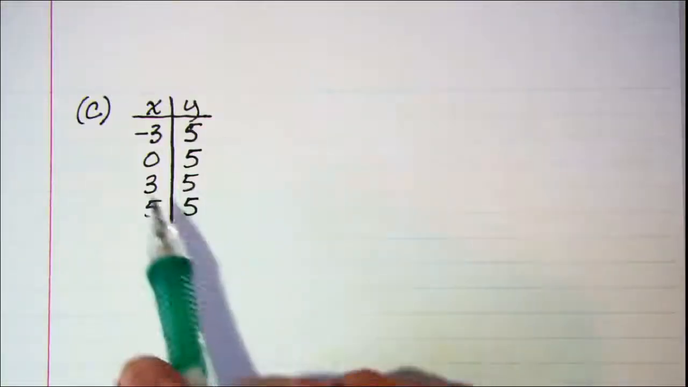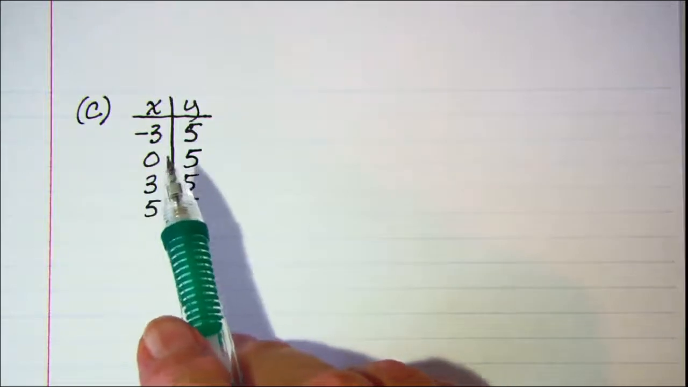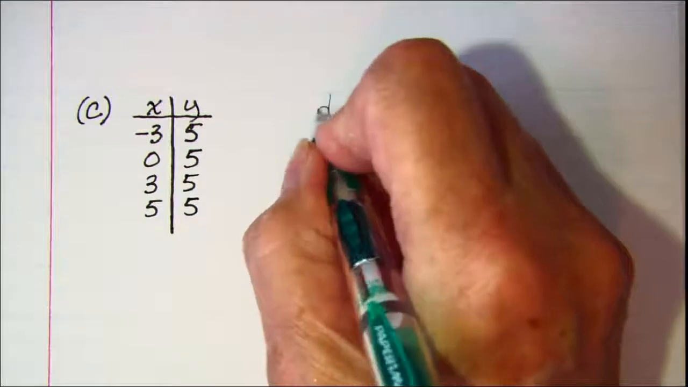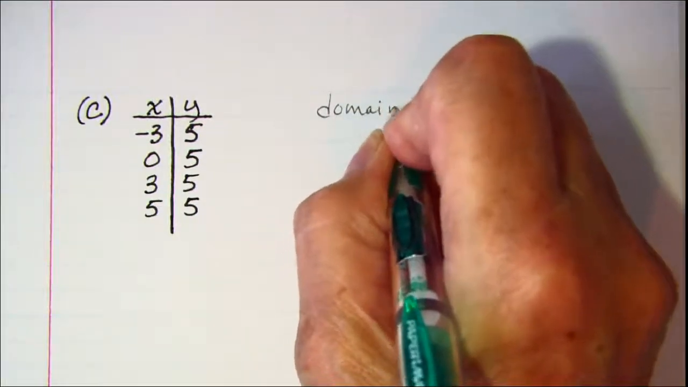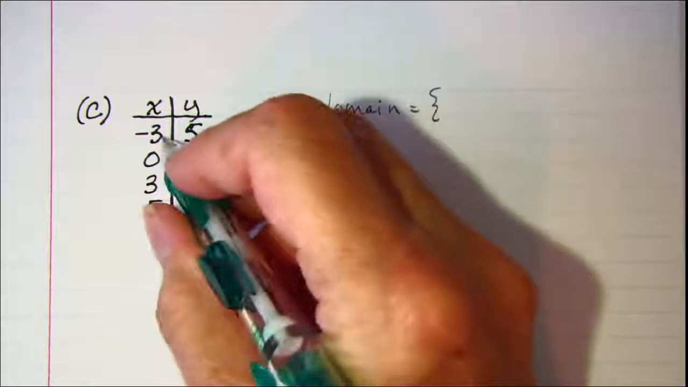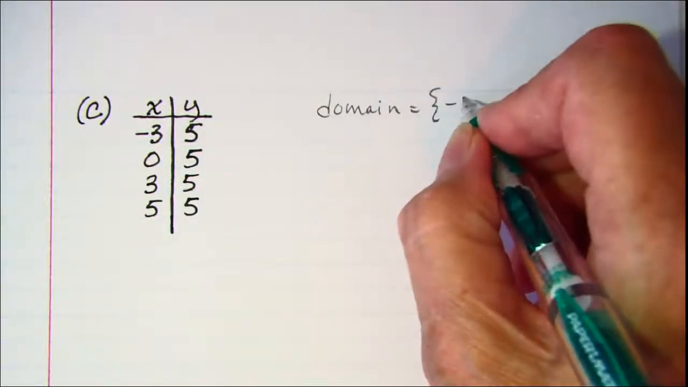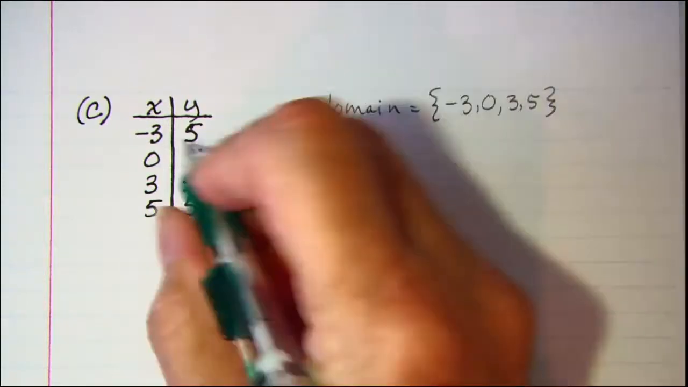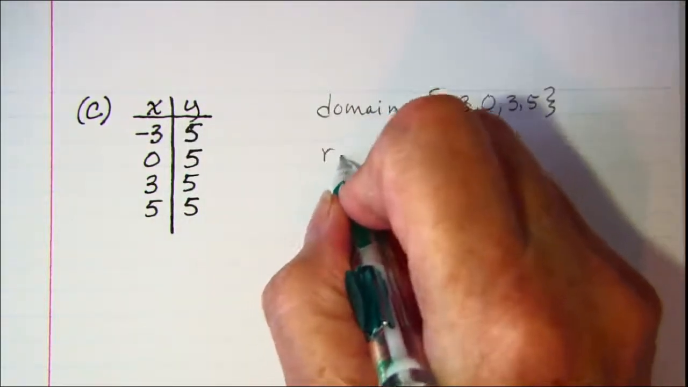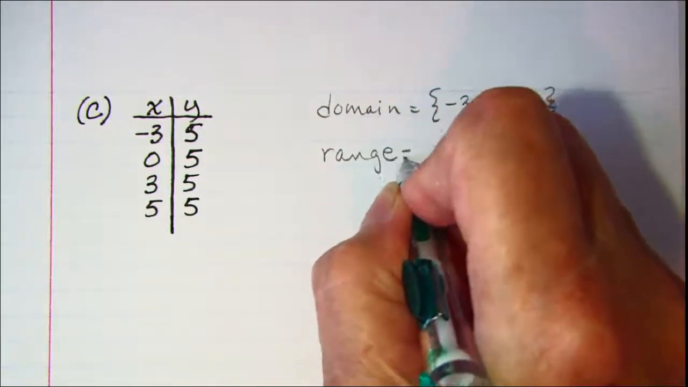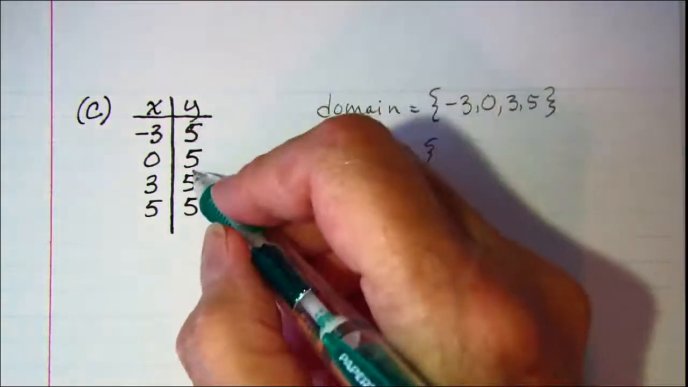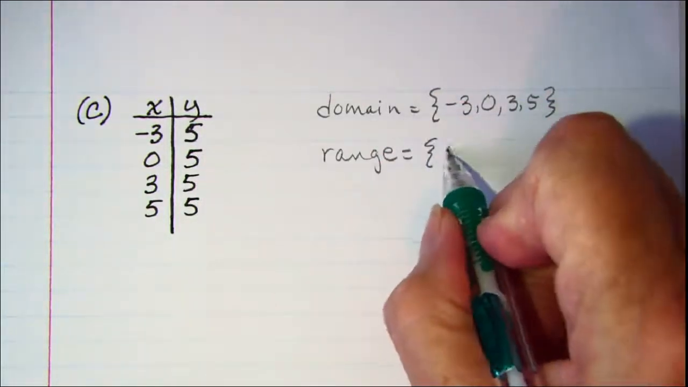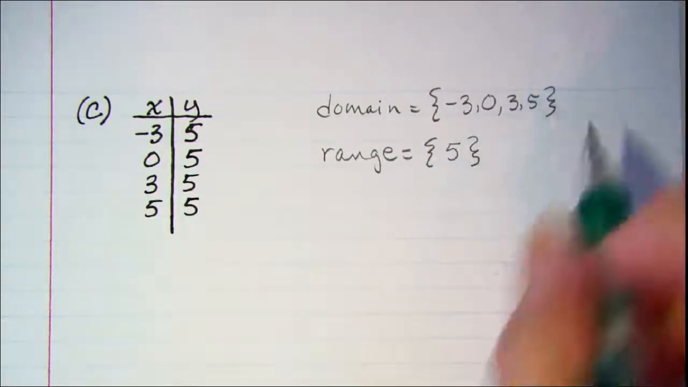In this example, our relation is given in a table, and we can see that our x values, which is our domain, consists of the set -3, 0, 3, and 5. Our range, which is the y values, is just the number 5. Now we don't repeat elements in a set, so we'll just list that 5 one time in our range.